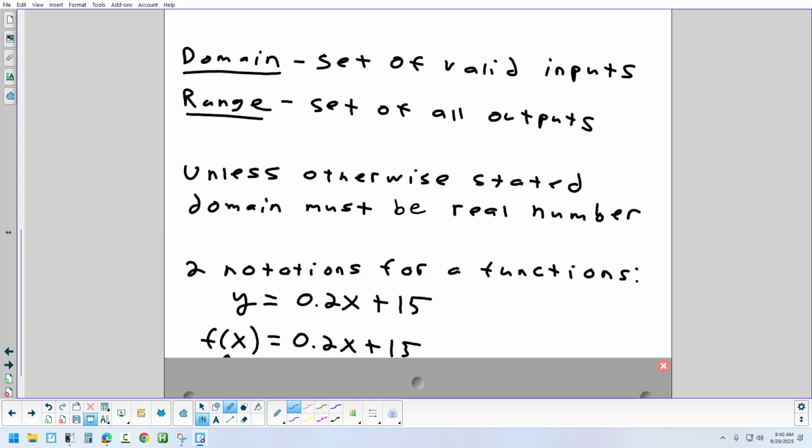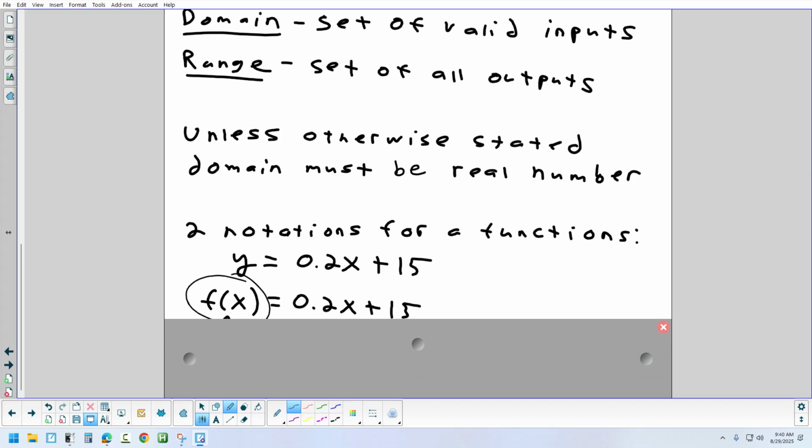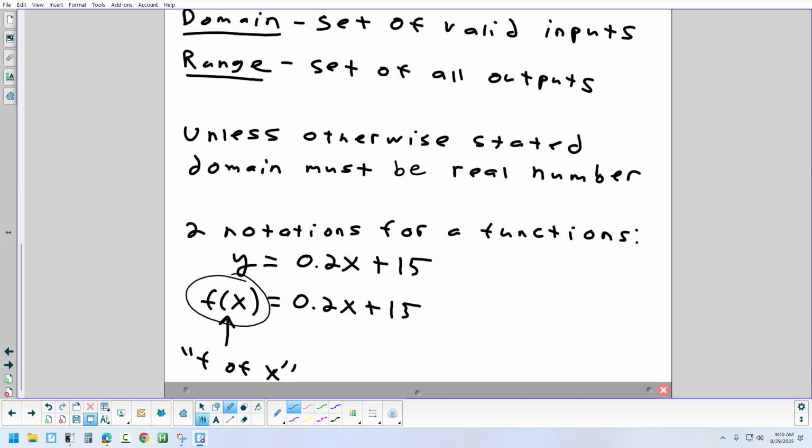There's two different notations for functions. I've been using this y equals notation, but you can also use this. Someone remind me how you pronounce that? Yeah? F of x. F of x, yep. So that's f of x notation. We'll use that quite a bit when we're talking about functions.